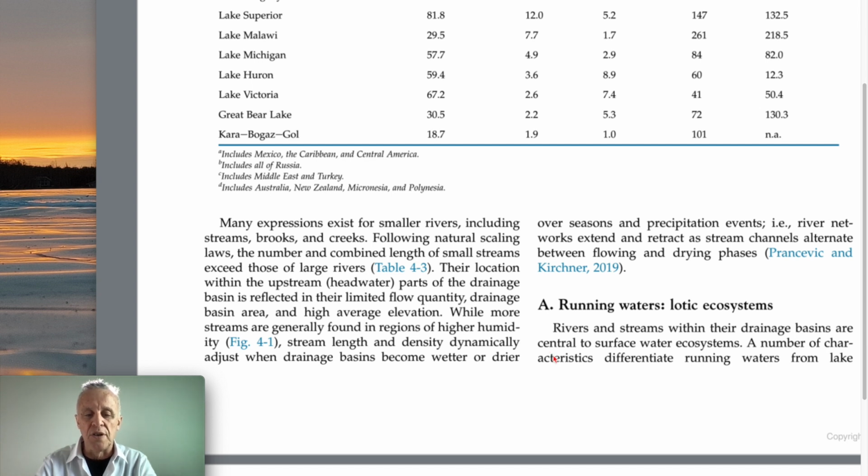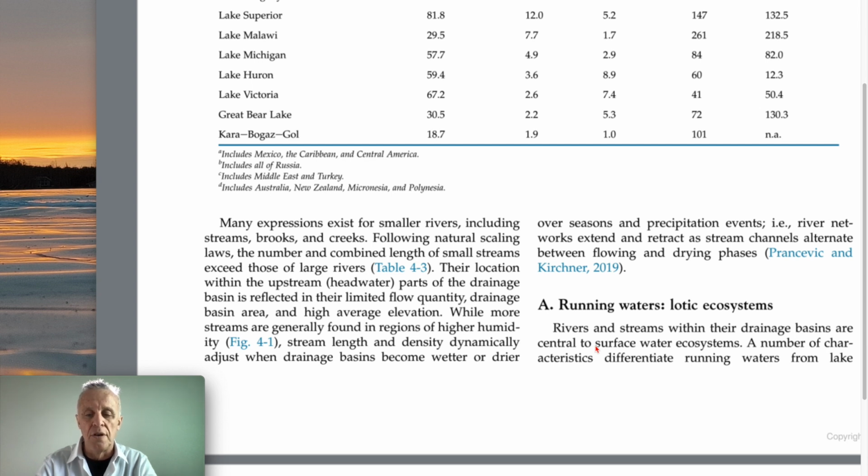While more streams are generally found in regions of higher humidity, stream length and density dynamically adjust when drainage basins become wetter or drier over seasons and precipitation events. For example, river networks extend and retract as stream channels alternate between flowing and drying phases.